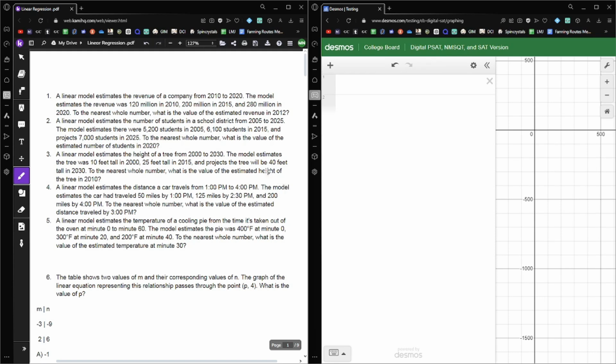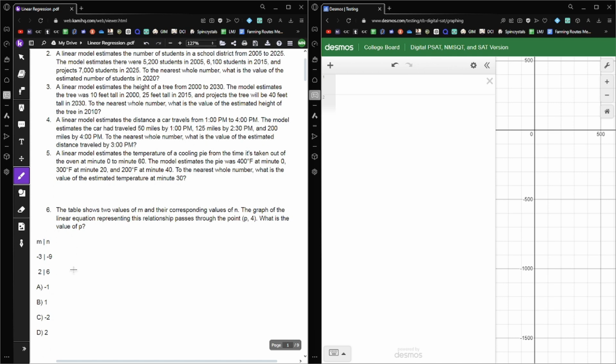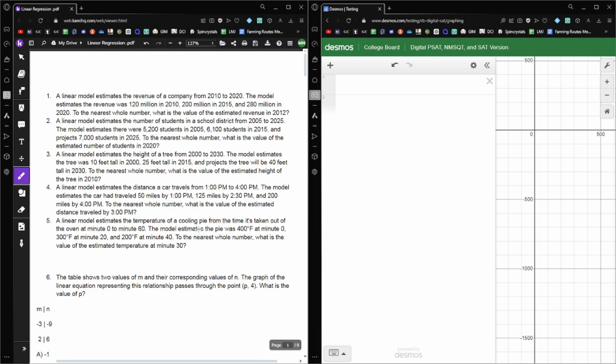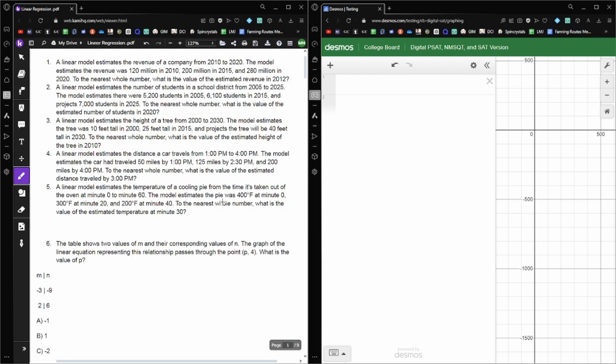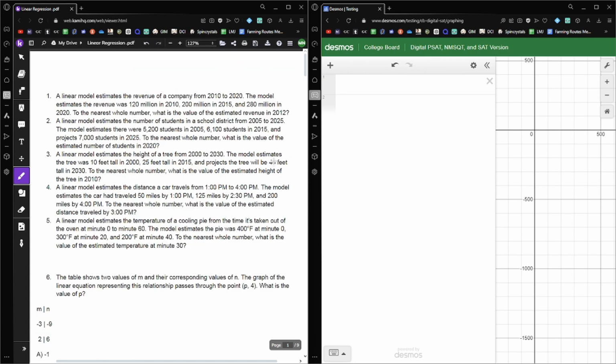Alright, here are some practice problems on linear regression. If these look a little weird, and especially this table down here, it's because all of these were made with ChatGPT, since you can't really get them from the College Board, because it's not directly tested on. It's still a really important skill to know and a shortcut to use, so we're gonna get some practice in.